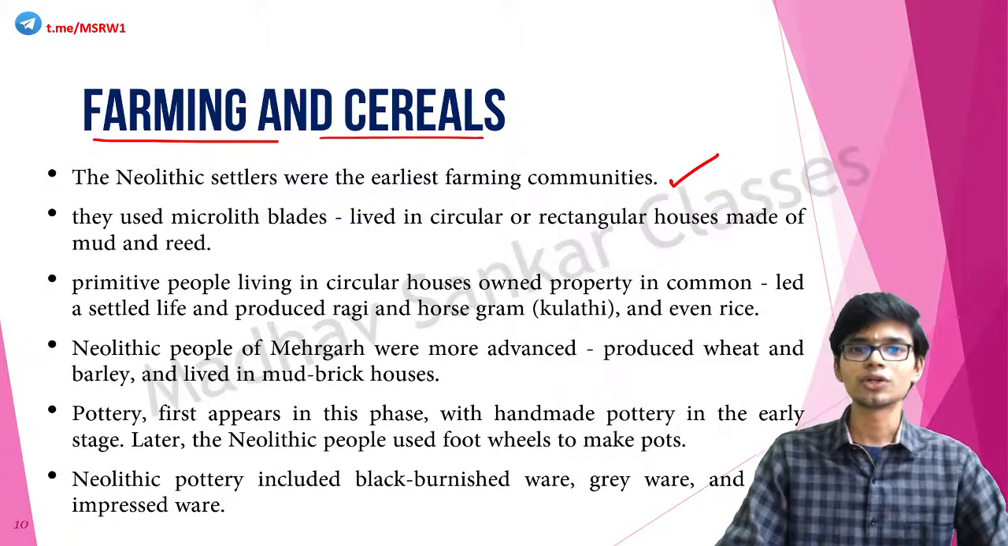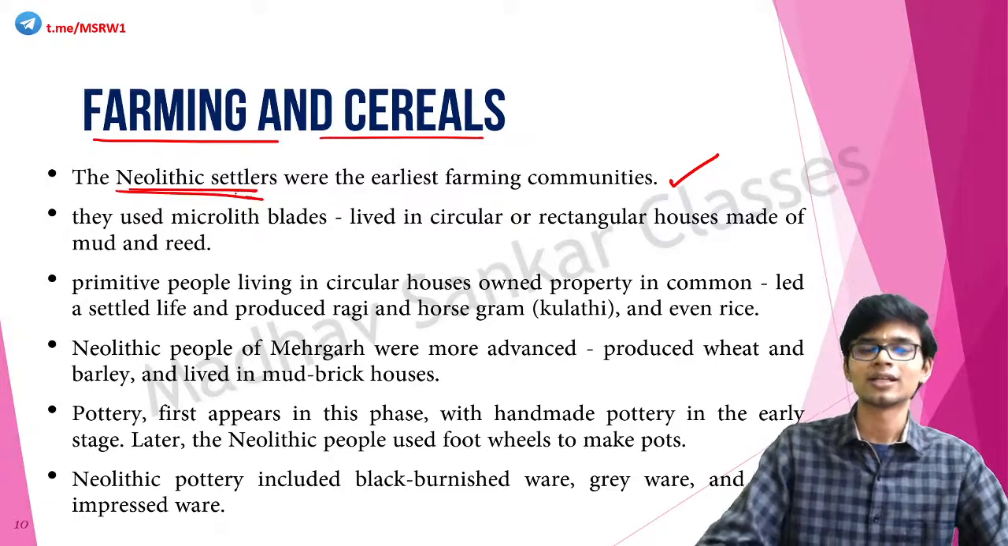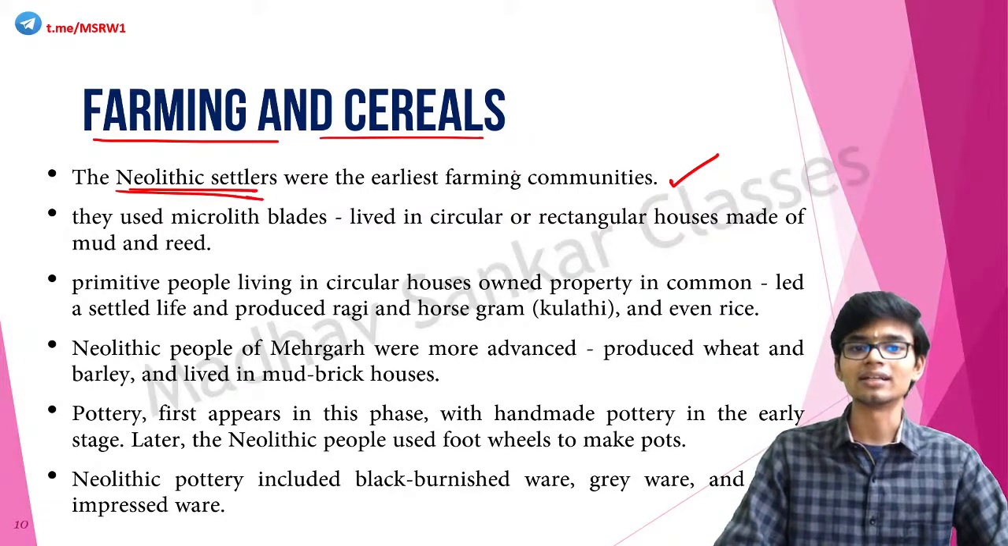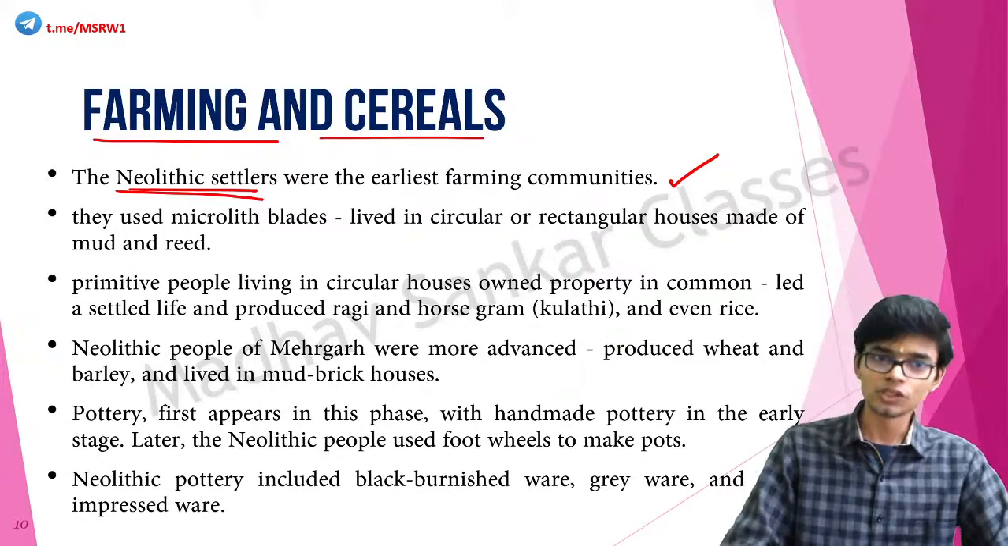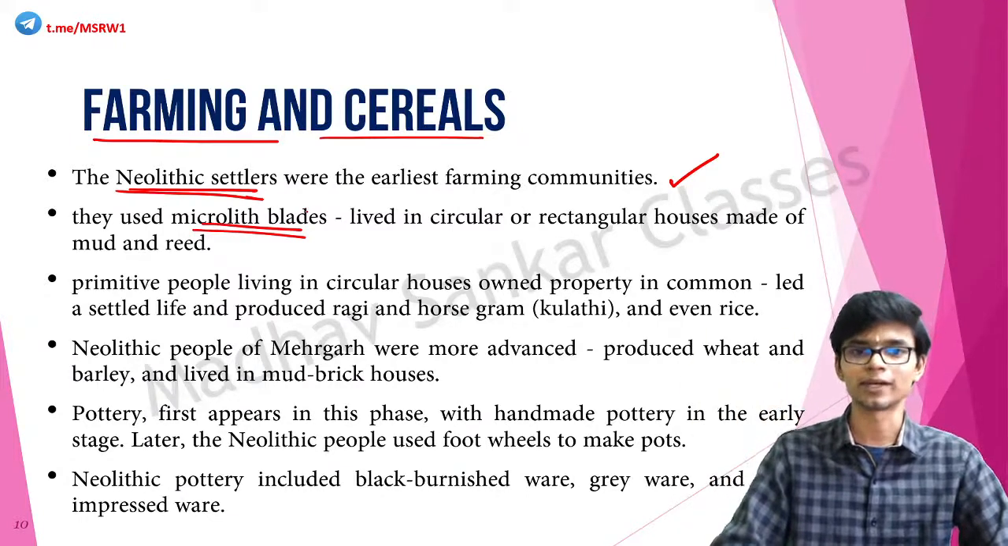Okay, so I told you towards the end of Mesolithic period, we find certain evidences of cultivation. But properly, if in a prelims it is asked, say, when do we find the earliest farming communities? It is not Mesolithic, it is actually Neolithic settlers. Neolithic settlers were the earliest farming communities in history of India. They used microlith blades, continued from Mesolithic period.